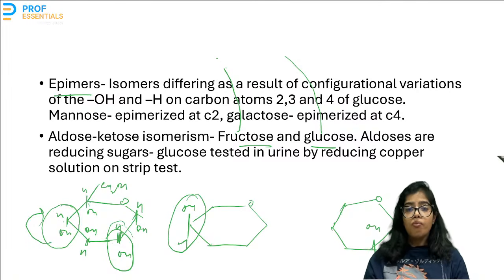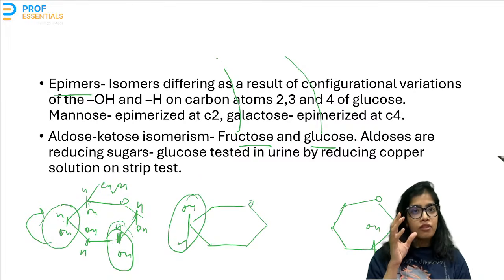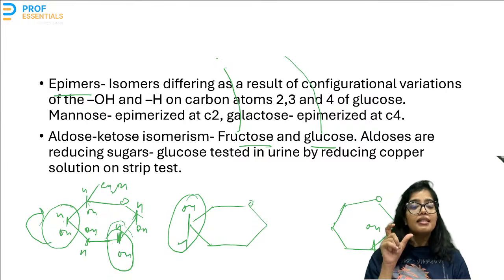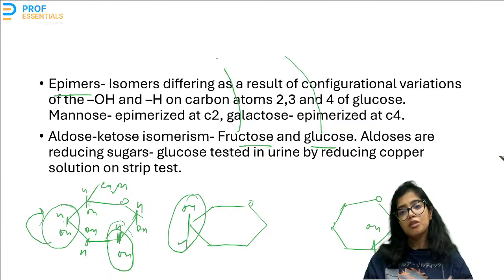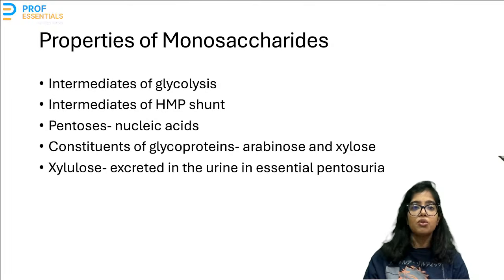Now, aldoses are reducing sugars. That means they reduce. So whenever glucose, which is an aldose, is present and you pee on a urine dipstick test, the strip contains a solution of copper sulfate, or a copper solution, that is reduced by this aldose, and there is a color change depending upon the concentration of glucose. So the urine strip test is used for that.